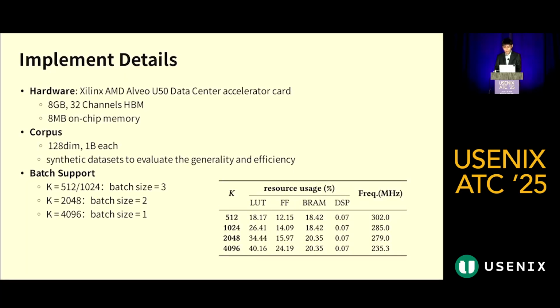Now, SNARY was implemented on a Xilinx Alveo U50 SmartNIC. This SmartNIC has 8 GB of HBM and 32 channels. The corpus consists of 128-dimension embeddings with 1 byte per dimension. SNARY tuned the batch size according to the value of k based on the resources, and the resource usage under different accelerator cards is shown in the table.